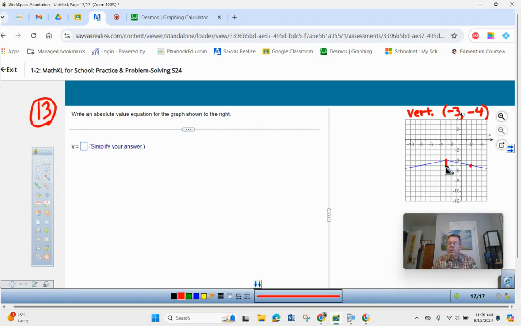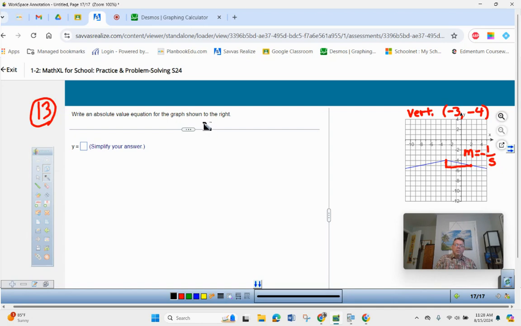And now look at this point right here. You go down 1, and 1, 2, 3, 4, 5. So that has a slope of -1/5. You're falling 1 and running 5. Okay? So this is just the slope of the line, but since it's part of an absolute value, the 1/5 is what's going to be our A value. And how do I know it's going to be negative? Because it opens down.